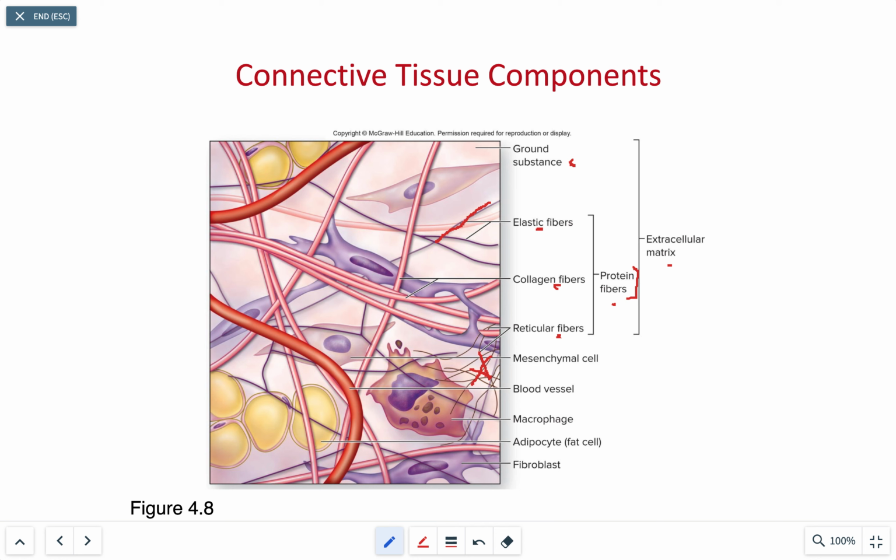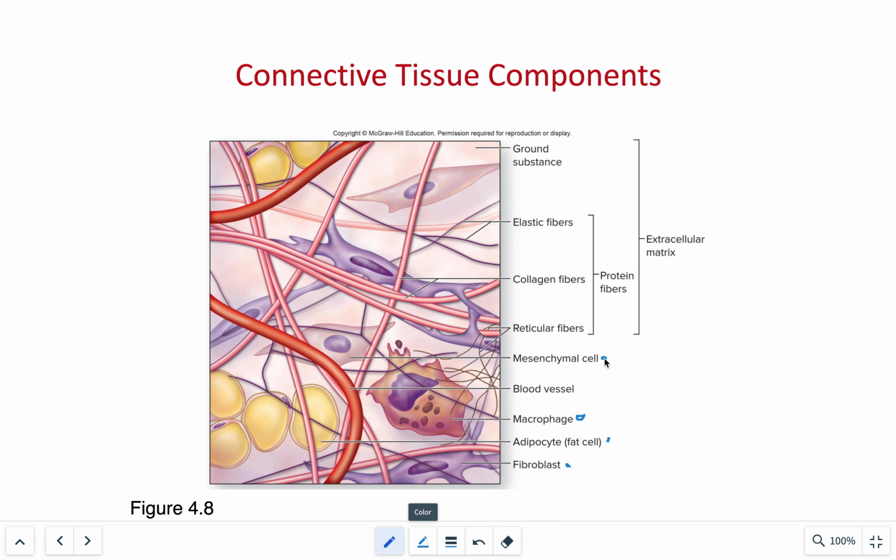So when we're moving into resident versus wandering cells, this slide really goes over the key components of a resident cell. Resident cells are stationary cells that are permanently contained within the connective tissue. Their job is to support, maintain, and repair the extracellular matrix. The resident cells that we're going to be talking about are the fibroblasts, the adipocytes, the macrophages, and the mesenchymal cells.